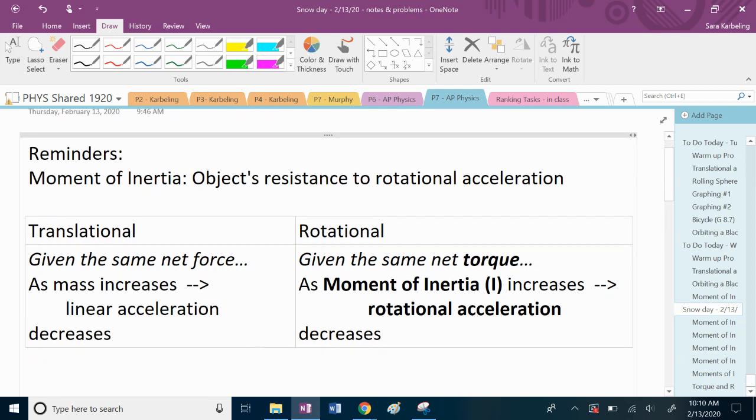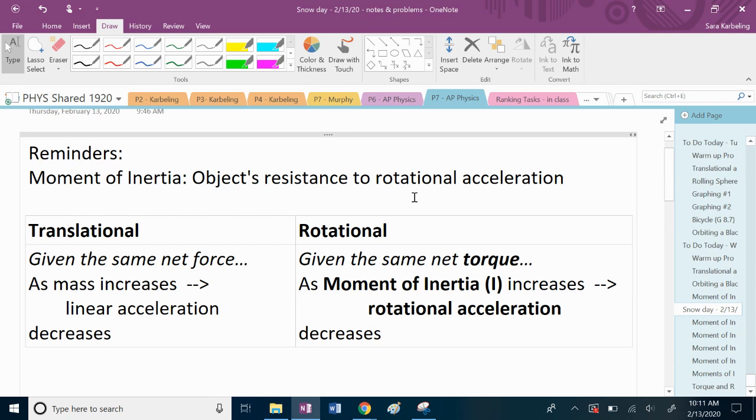One way that's nice to think about that is to relate it again to the whole idea of translational versus rotational. Remember that we said in translational motion, if we have the same net force as mass increases, linear acceleration decreases. It's harder to get something to accelerate, right? We're saying the exact same thing for rotational here. It's just that now we're using different words.